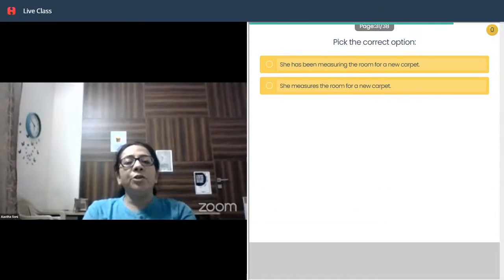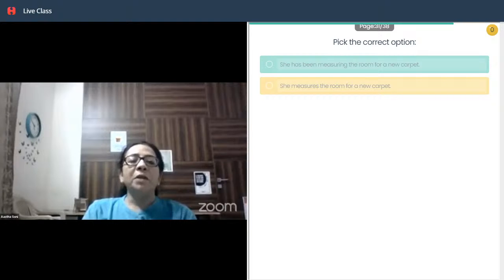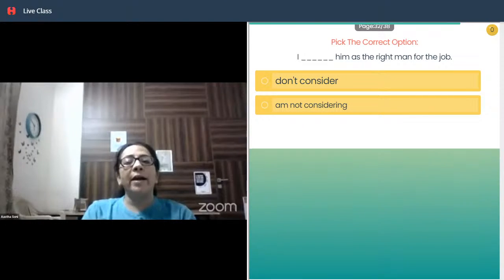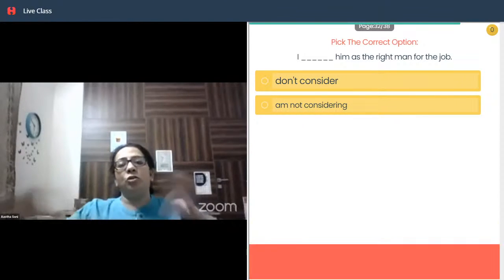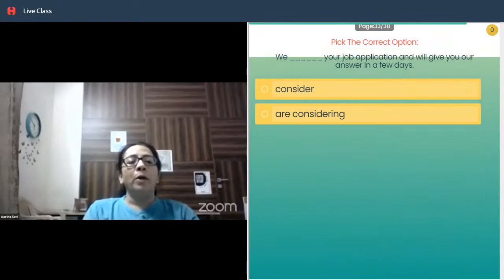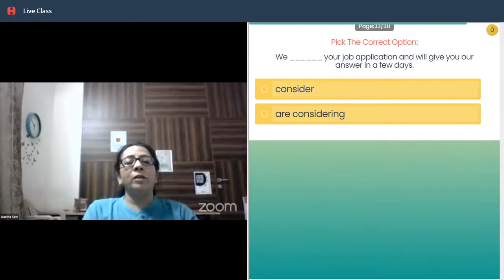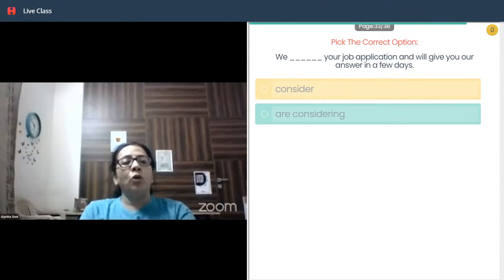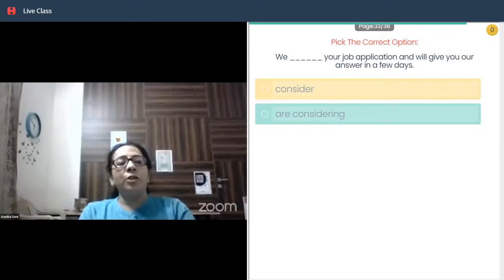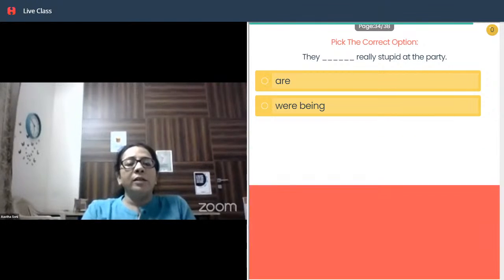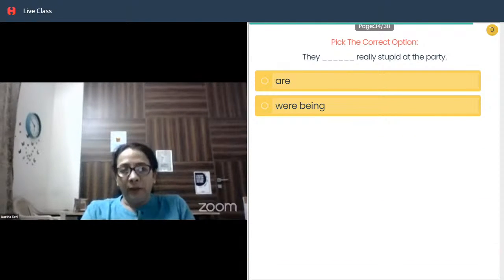She has been measuring the room for a new carpet. She measures the room for new carpet. Why? Because it is not static kind of a thing. It's an action which is changing and happening. So the change of word is there. You can see. I dash him as the right man for the job. I am not considering or I don't consider him. Okay? I don't consider him for the right kind of job. We dash your job application and we'll give you our answer in few days. We are considering. Okay? Great.